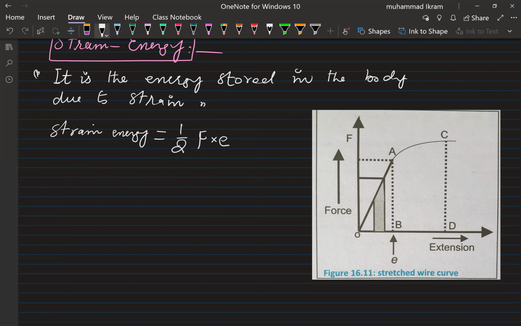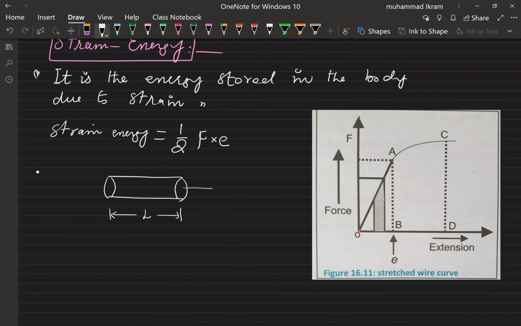The strain energy relation can be derived from the force extension graph. Here you see the force extension graph for the material. This is the force and this is the extension. First let me explain this using a diagram. Let us suppose we have a rod of length L, and this is the original length of the rod.